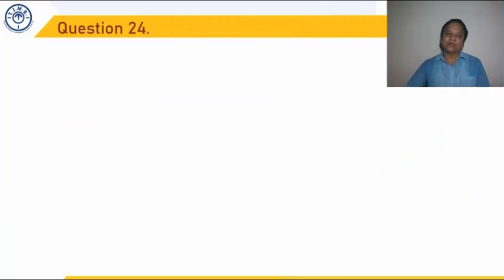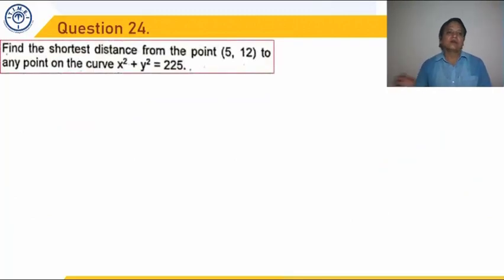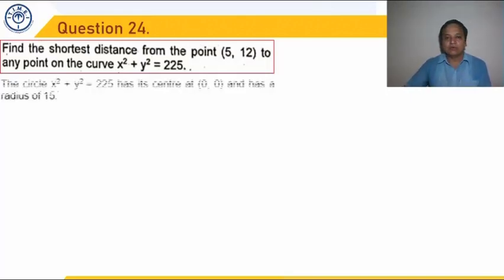Now, question number 24. Find the shortest distance from the point (5, 12) to any point on the curve x square plus y square equal to 225. This is a point, and this is the equation of a circle with center as (0, 0) and radius as 15. The circle x square plus y square equal to 225.